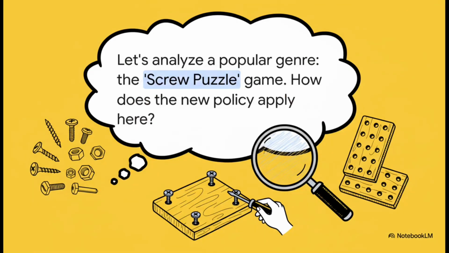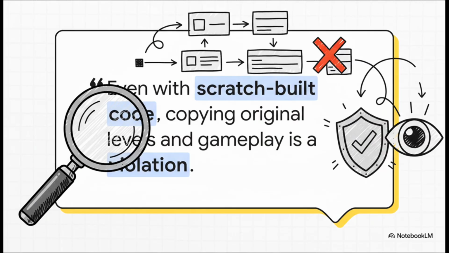Let's make this even more concrete, right? The analysis of this policy change pointed to a genre you've probably seen a million times, the screw puzzle game. You know the ones. So how does this new rule apply when a whole genre is just flooded with super similar-looking games? Now this is where it gets really interesting, because this quote right here clarifies a massive point of confusion. This is what trips up so many developers.